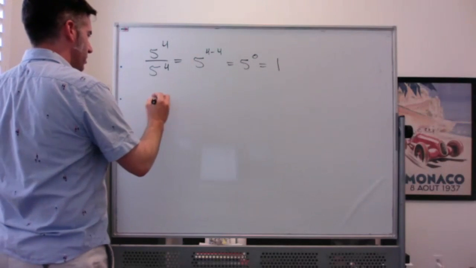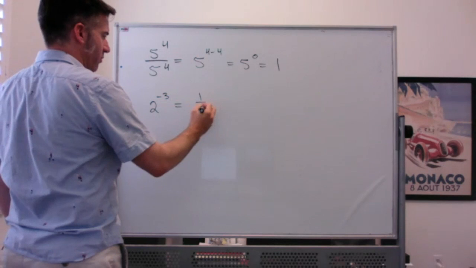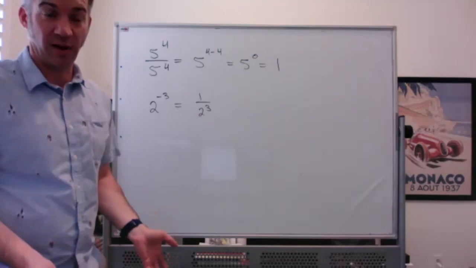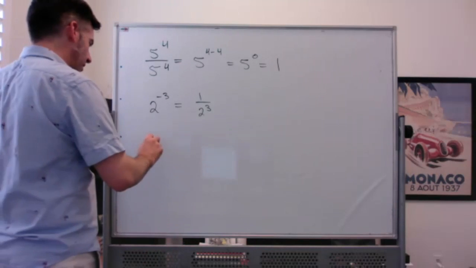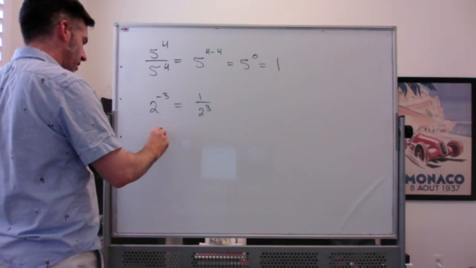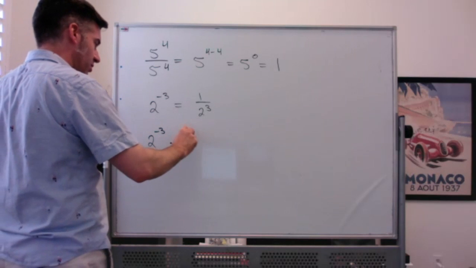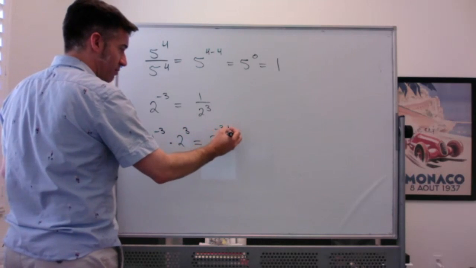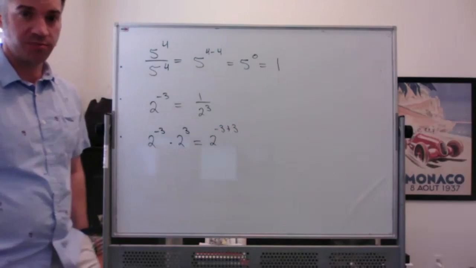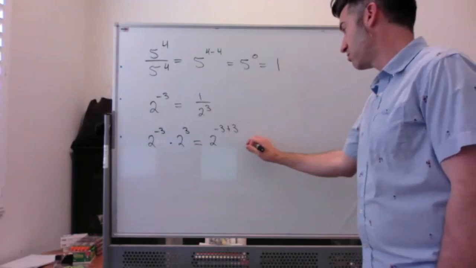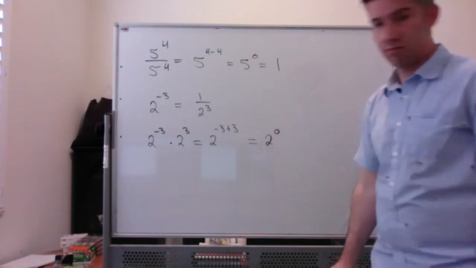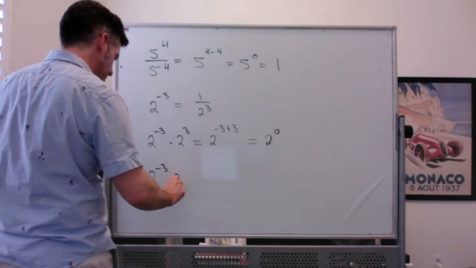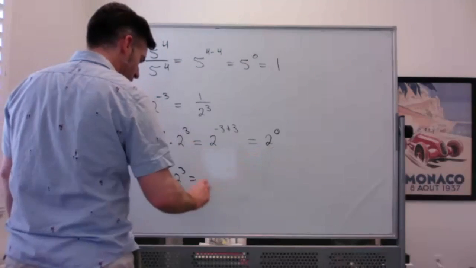So why is 2 to the negative third equal to 1 over 2 to the third? Well, it's because something raised to the 0th power has to equal 1. If you think about it this way, 2 to the negative third times 2 to the third has to equal 2 to the negative 3 plus 3. But negative 3 plus 3 is 0. So 2 to the negative third times 2 to the third equals 1.